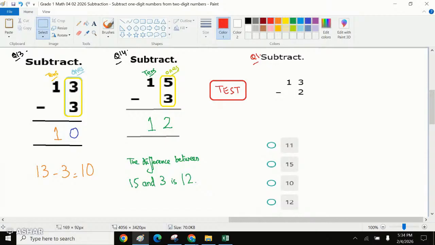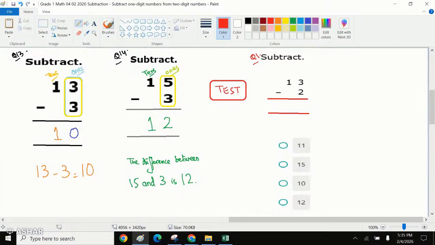The question says 13 minus 2. So if we need to subtract 2 from 13, what should be the answer? We know that this is 13, right? And we have 4 options. So what option should be correct? Should the difference be 11? Should the difference be 15? Should the difference be 10? Or should the difference be 12, right? Can we pick one answer out of these?